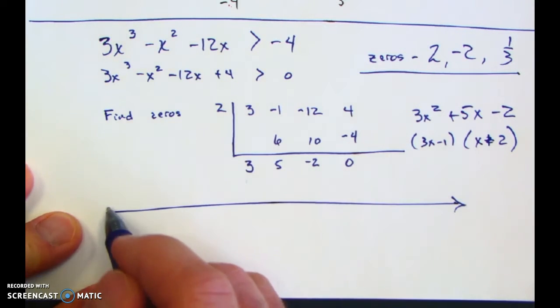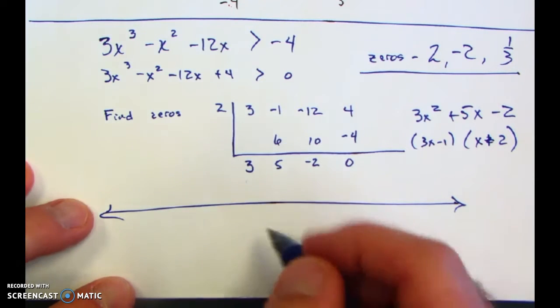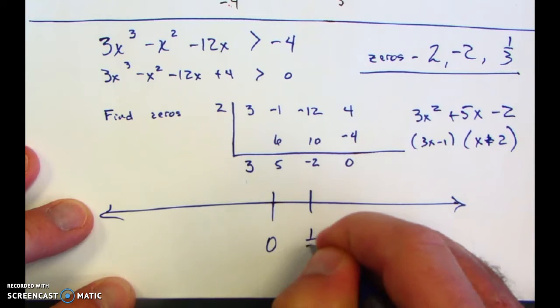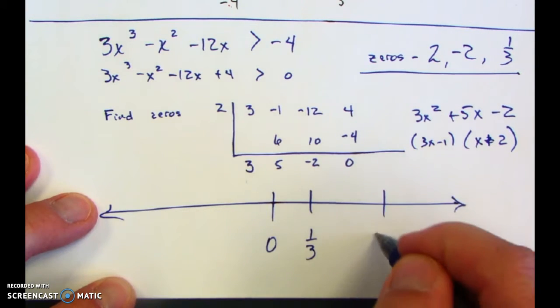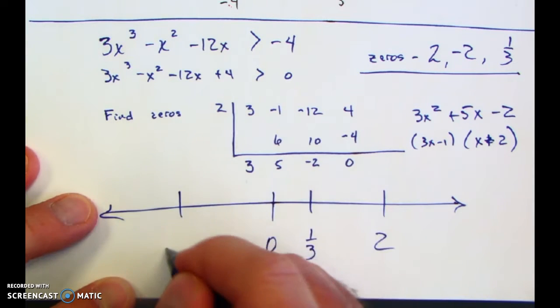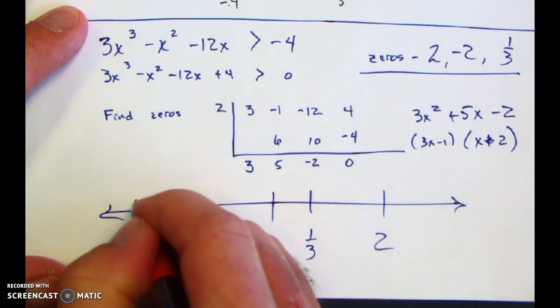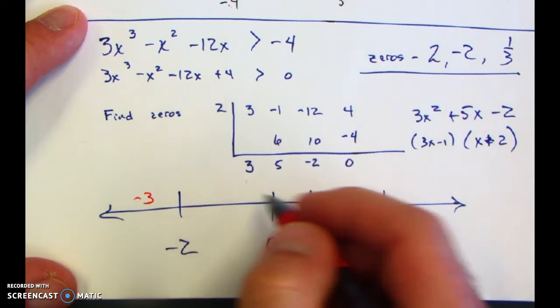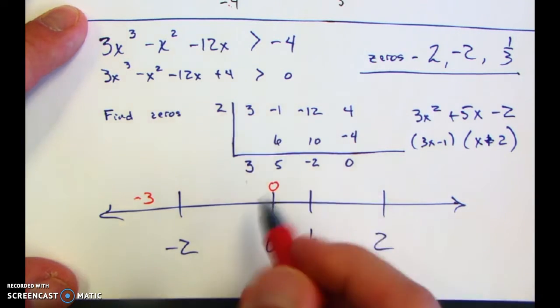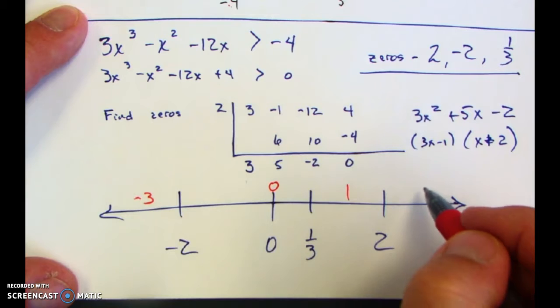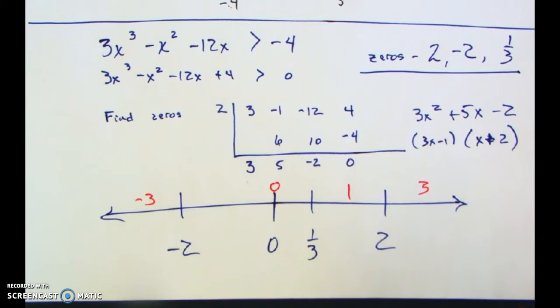So if I'm looking at that on a number line, I can have my 0. We've got 1/3 as a critical point, and then 2 is a critical point, and I have negative 2 as a critical point. So I'm looking in between these values, and I want to pick some numbers to plug in. For example, I can plug in negative 3, plug in 0 in between these values, plug in 1 in between these two, plug in 3 for the other side, and see if they work or not.